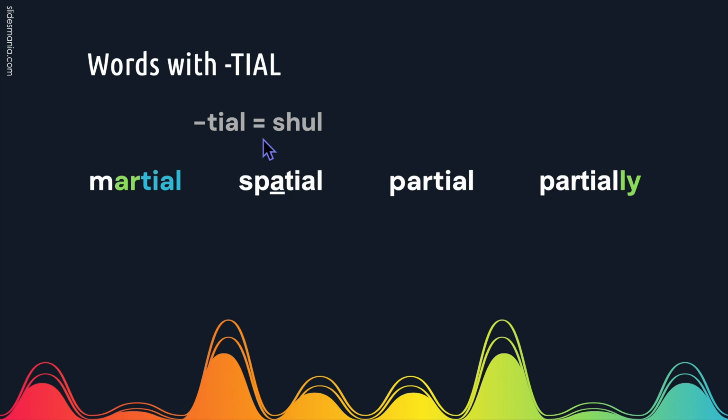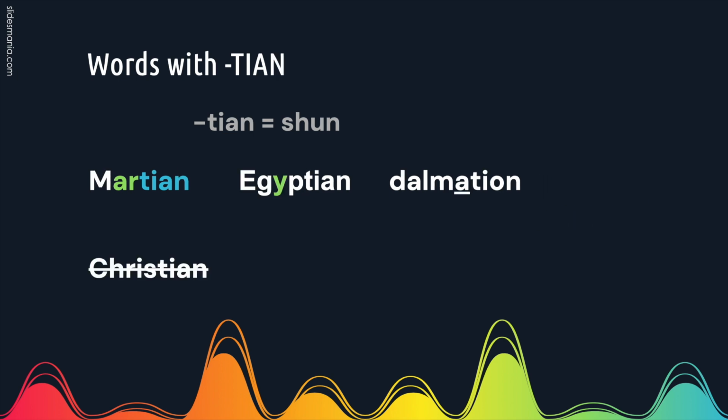This suffix sounds like shull. AR says R, martial. This will have its long sound. Spatial, partial. Here we add the suffix ly, partially.